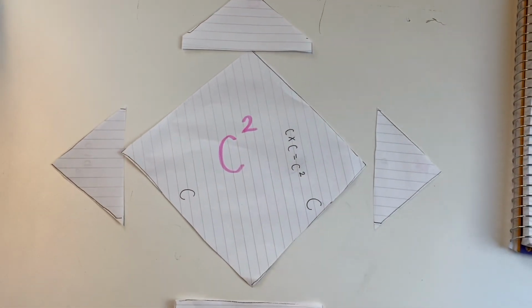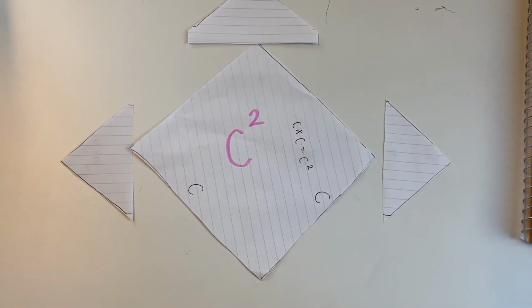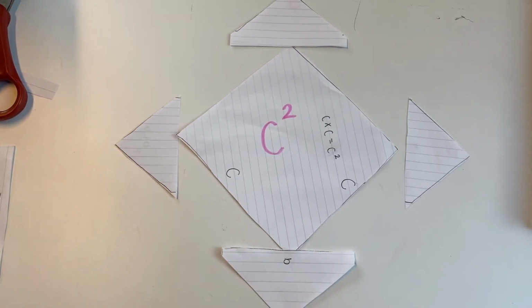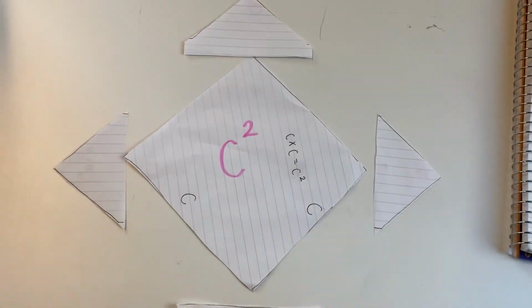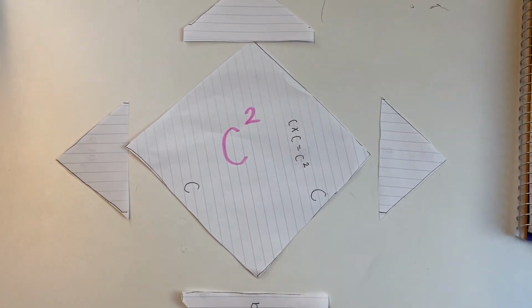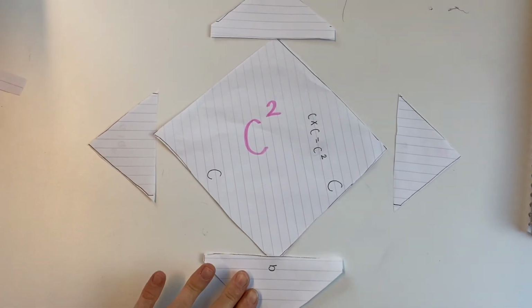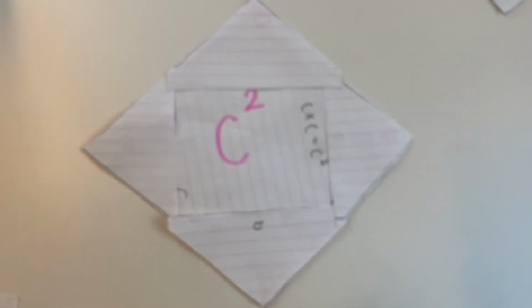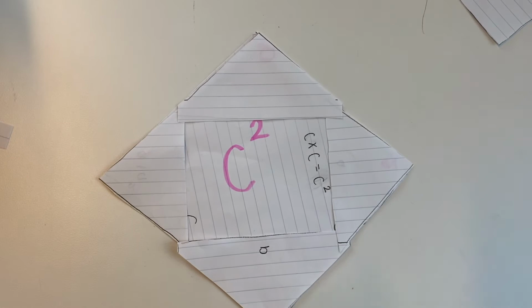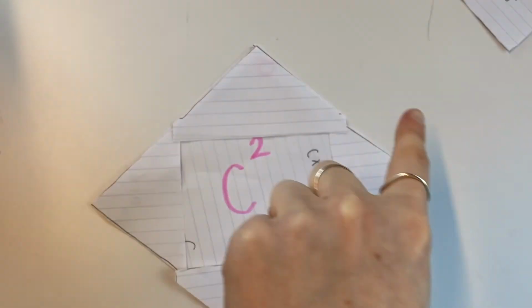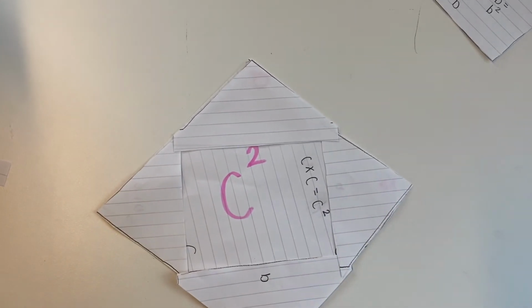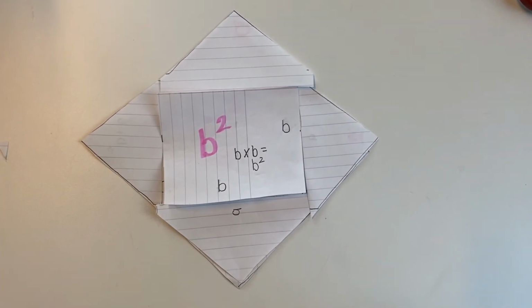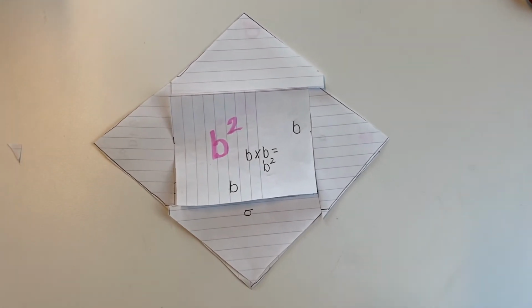Now I brought back C squared, and now I'm going to lay these triangles on top of C squared. Here we have it. I have all 4 of those triangles along the perimeter of the C squared. Then we bring back B squared, and it fits perfectly inside.